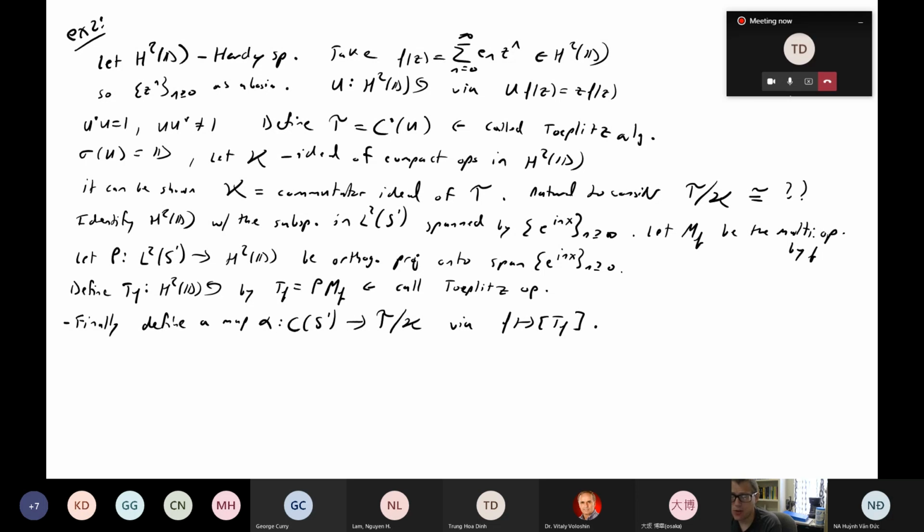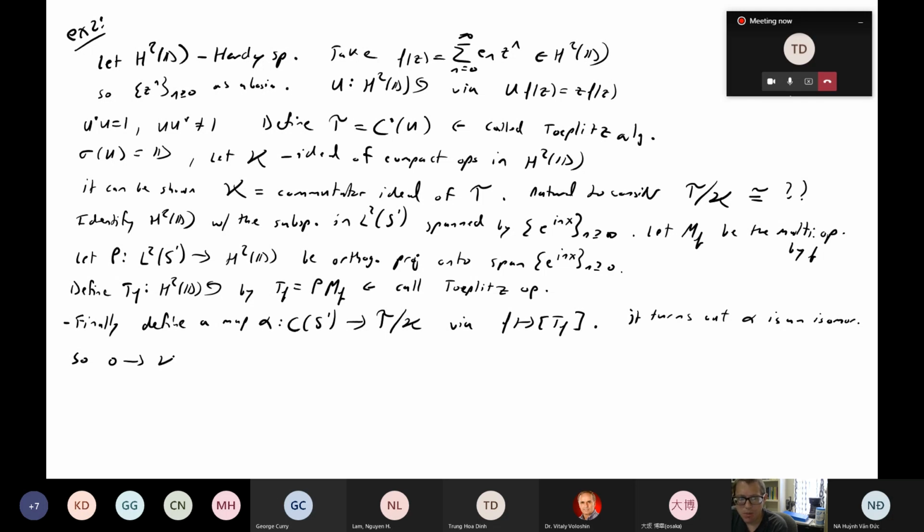So fine, that's great and dandy, but I want to know something about this map alpha. And in fact, what you can show is that it's an isomorphism. So it turns out this alpha is an isomorphism. So what we really have is this quotient being isomorphic to C of S1, but we can create a short exact sequence again.